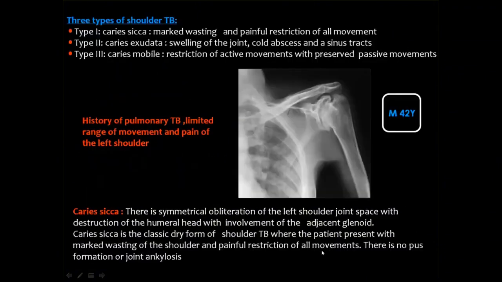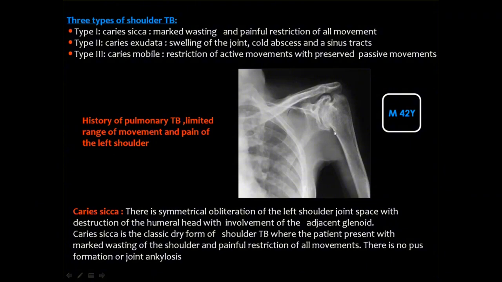And according to the literature, we have 3 types of shoulder TB. Type 1, which is known as caries sicca, where you get marked wasting and painful restriction of the movement of the shoulder. Type 2 is known as caries exudata, and there is swelling of the joint with the formation of multiple cold abscesses and sinus tracts. And type 3 is known as caries mobile, where the active movements are restricted, but the passive movements are preserved.